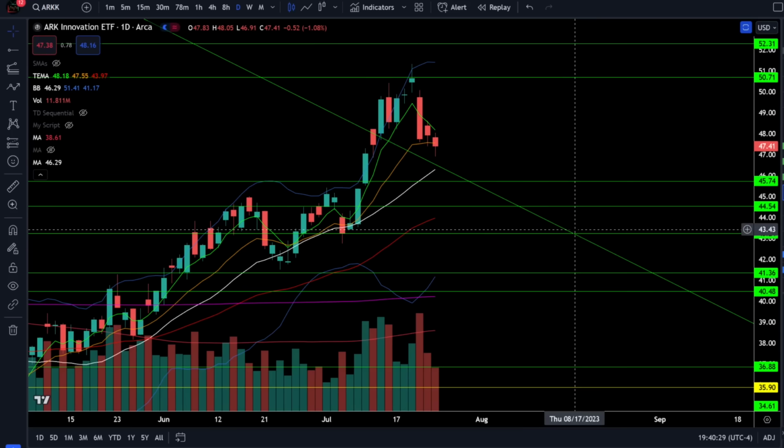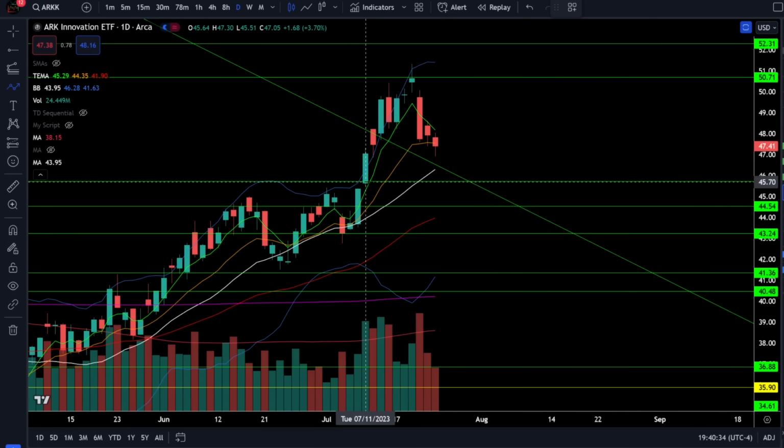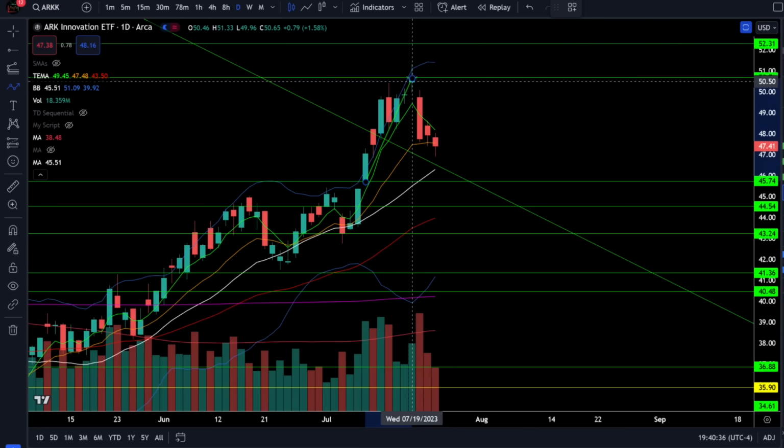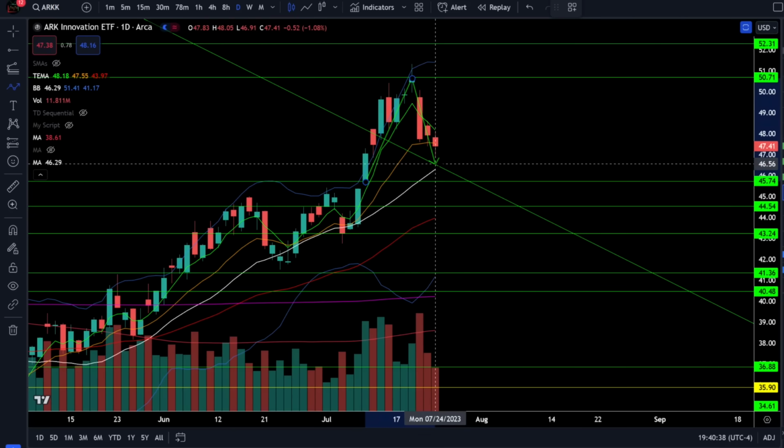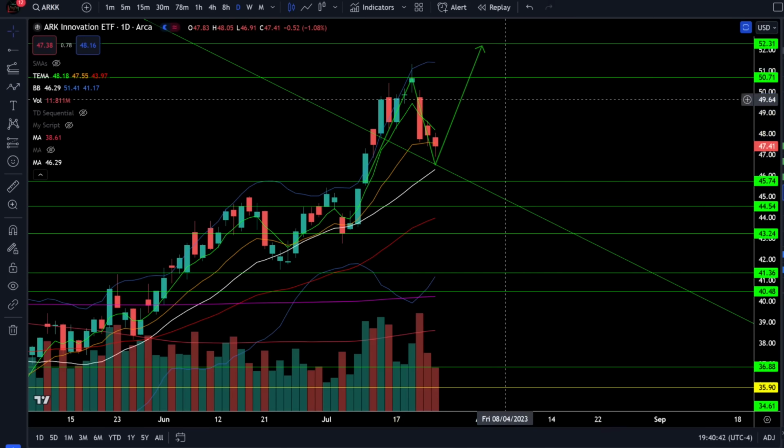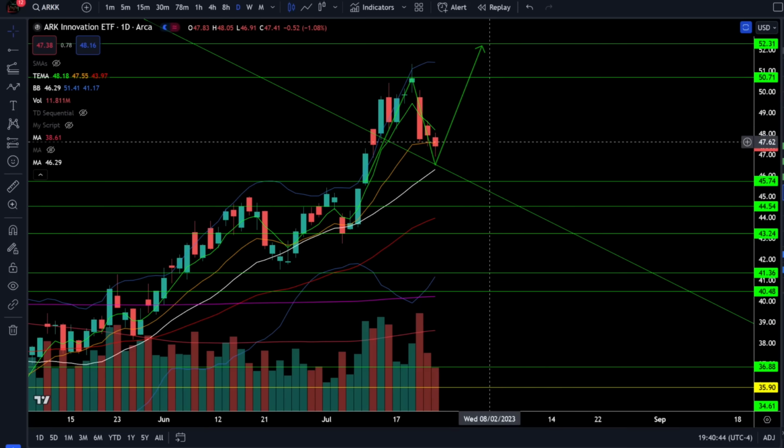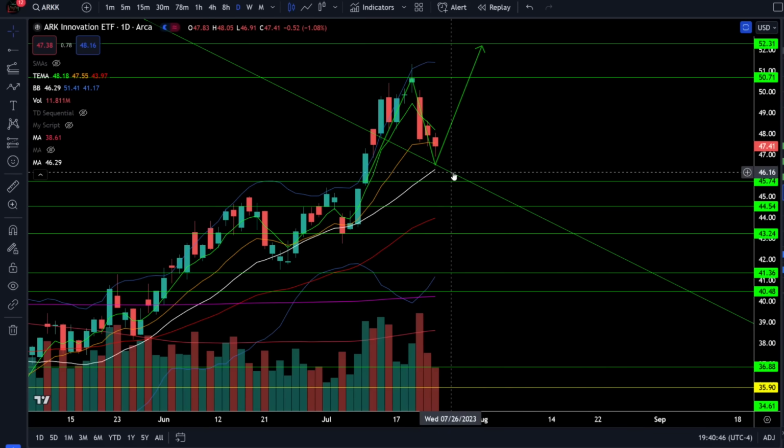On the ARKK ETF, we were down 1.08%, and as I've said before, when you get a breakout from a bear market resistance, you are usually coming back down to retest that breakout to prove it was not just a false breakout before you go any higher, and so far that is exactly what this ETF is doing. That retest is going to be right around 46.